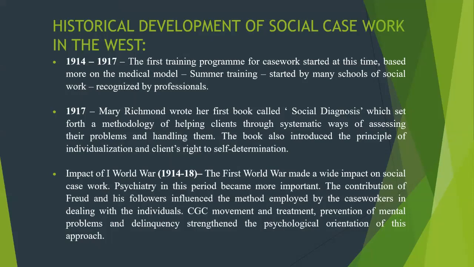In 1917, Mary Richmond wrote her first book, called Social Diagnosis, which set forth a methodology of helping clients through systematic ways of assessing their problems and handling them. The book also introduced the principle of individualization and the clients' right to self-determination. Mary Richmond, also known as the mother of social work, wrote Social Diagnosis in 1917, and there, in a very broad sense, social casework was defined. How to help the clients in a systematic way, how to assess the problems, how to diagnose them, and how to treat them were almost all written in the book. It also introduced various principles of casework or social work which we know today, like individualization and clients' right to self-determination.